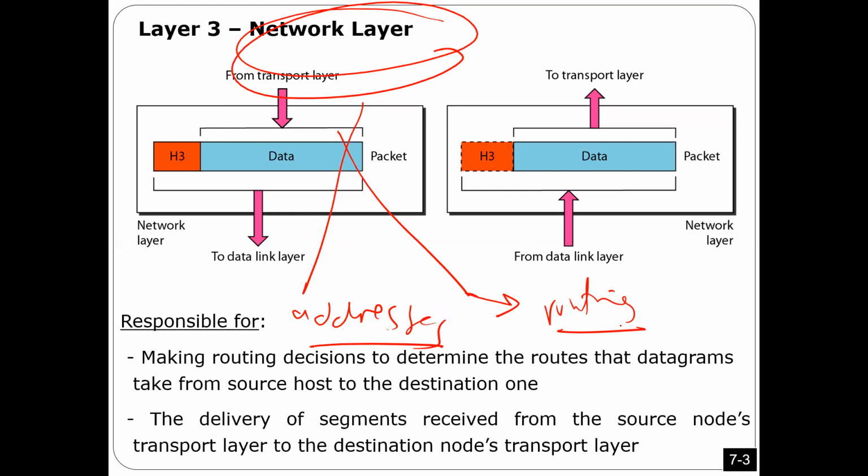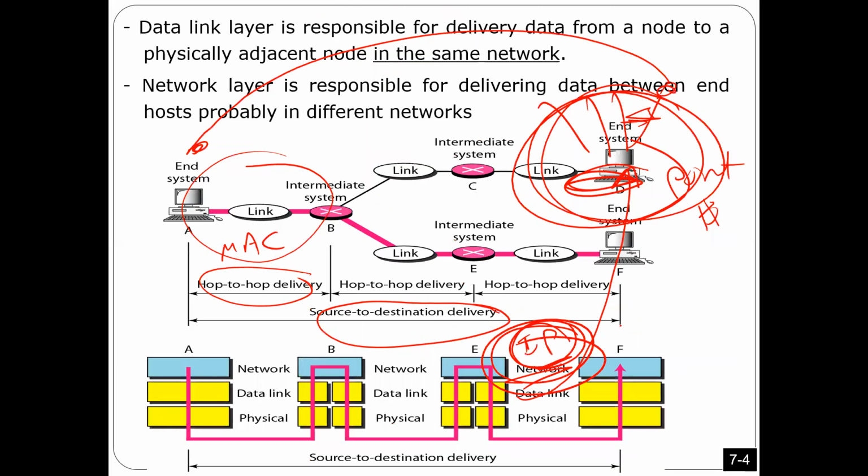But the question is, should I create this routing table only one time and that's it? The answer is no. I have to keep updating it, because maybe one router is going to fail, or the network is going to change. So it's not only one time. I have to create it, and I also have to maintain it, or update it all the time.